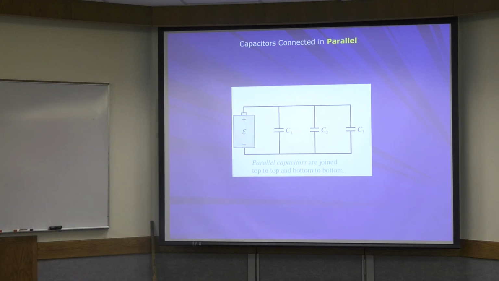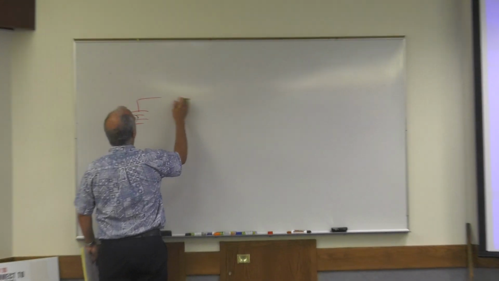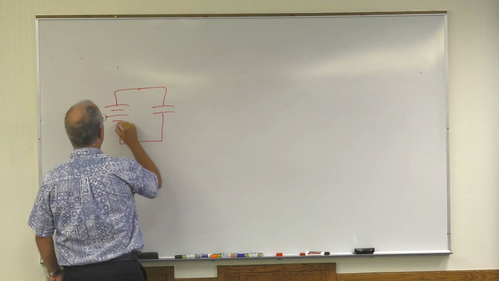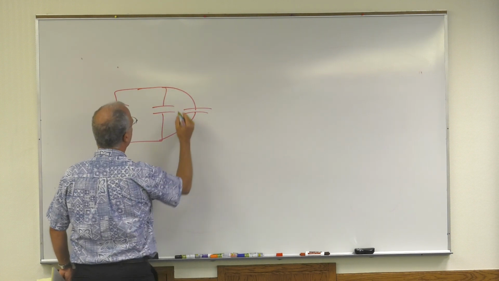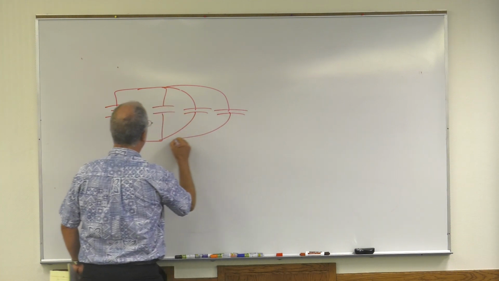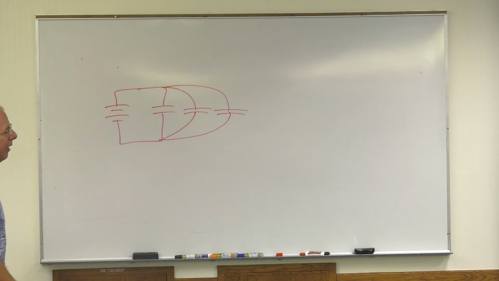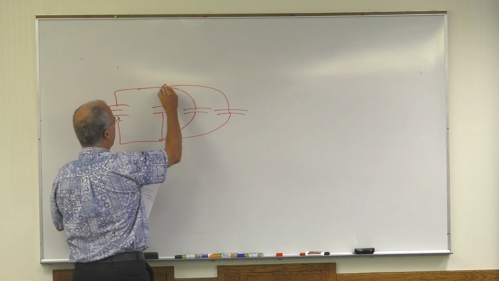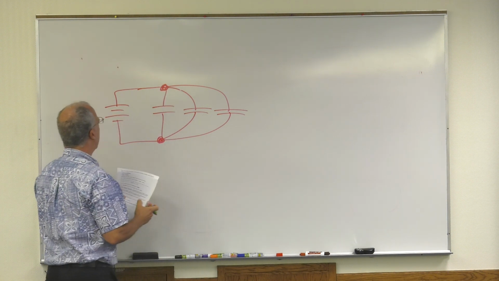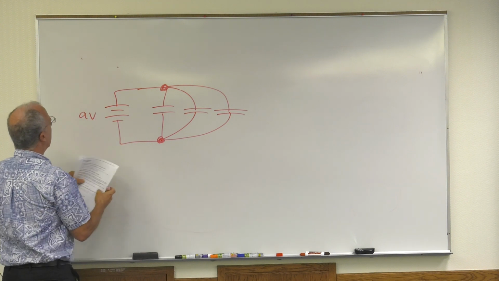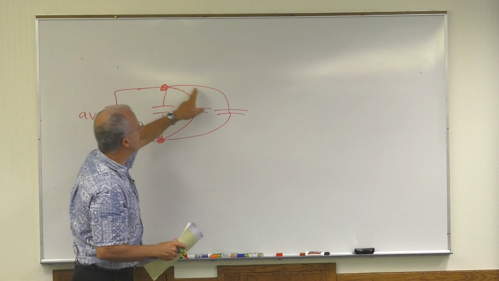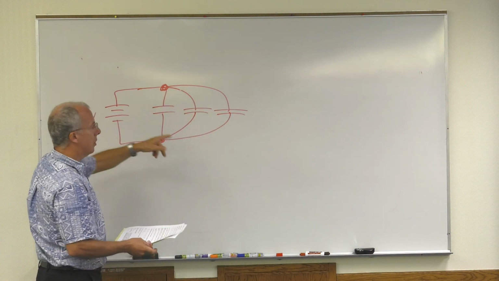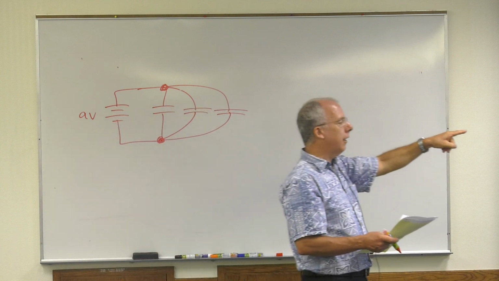So let me just redraw this. Here's the battery. Here's capacitor 1. I'm going to draw it a little bit differently. See what I did? I just want them to be connected all the same place. If this is like a 9-volt battery, so here's 9 volts. What's the voltage here? 9 volts. What's the voltage there? 9 volts. So when you connect capacitors in parallel, they have the same voltage.